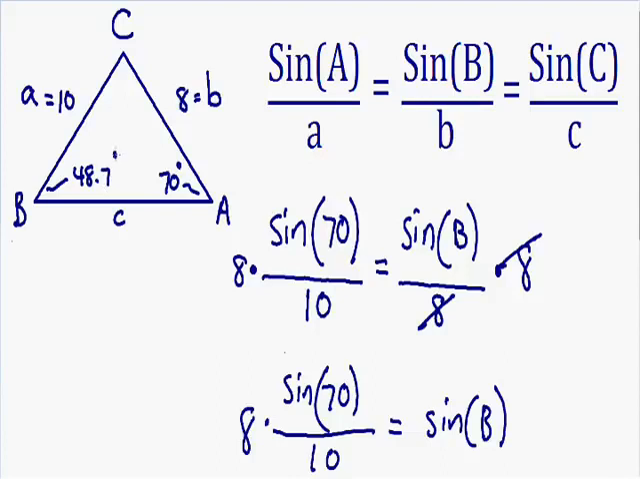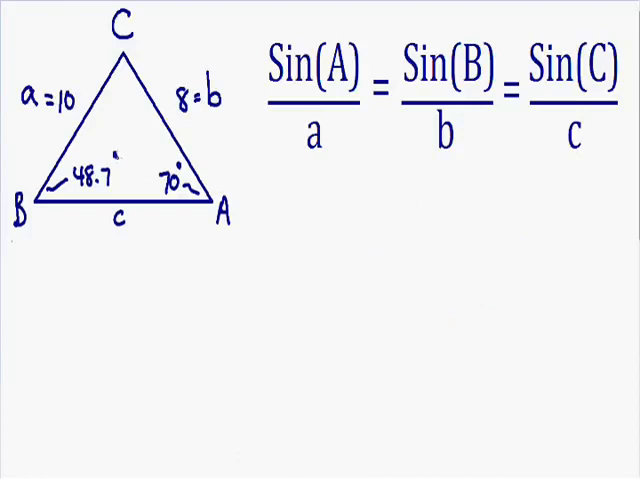48.7 degrees. Alright, so now I'm just going to clear up some space to give me some more space to work. Alright, so now let's solve our next part of the triangle. Notice how we have two angles of this triangle solved for, and we know that all three angles of a triangle are equal to 180 degrees.